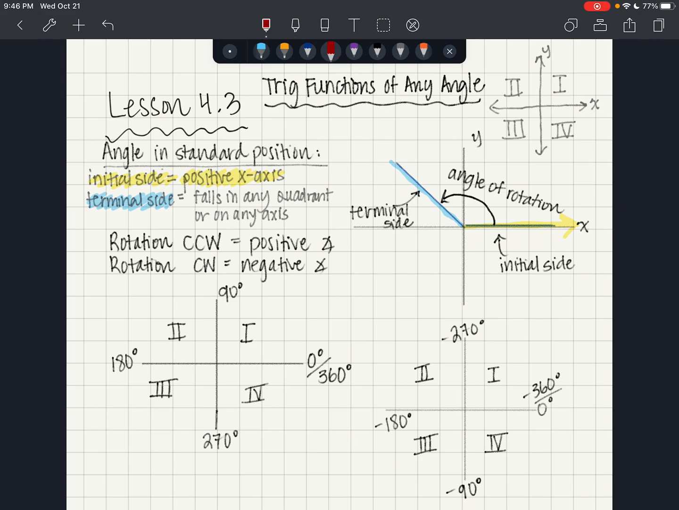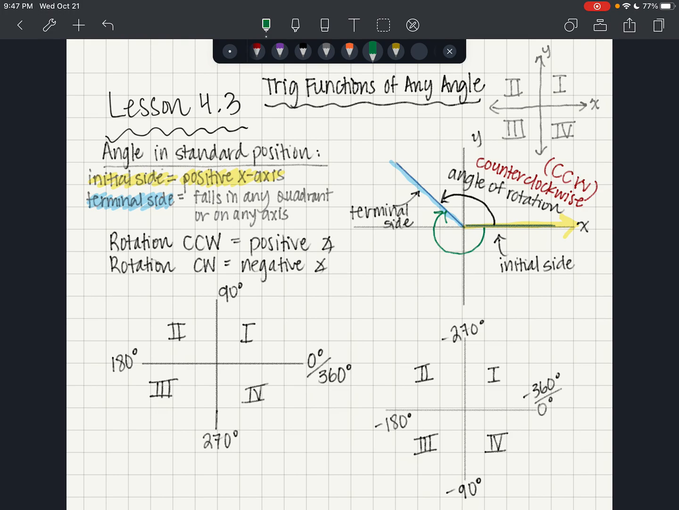So I'm going to put over here counterclockwise. You're going to do a counterclockwise turn, a counterclockwise angle of rotation, and I'm going to mark that with CCW. That's one way to get to your terminal side from your initial side. And then you're also able to turn clockwise from the initial side to your terminal side. So either one of those is going to work.